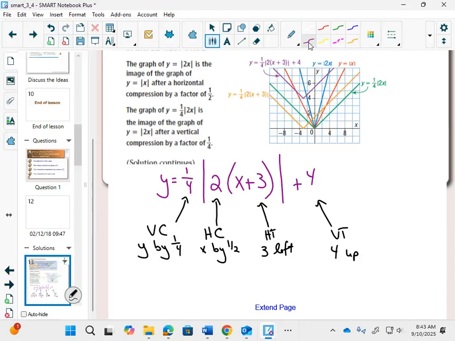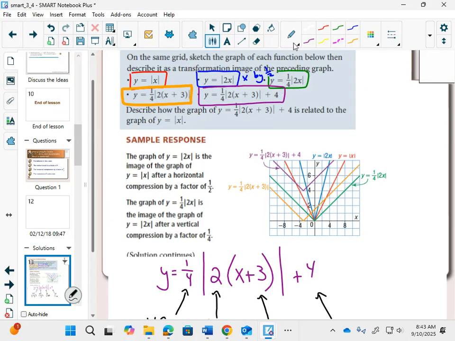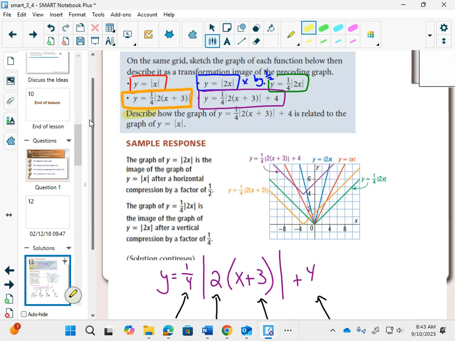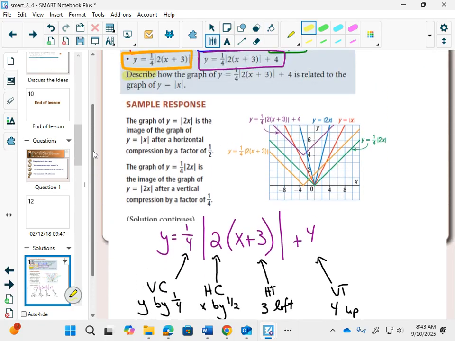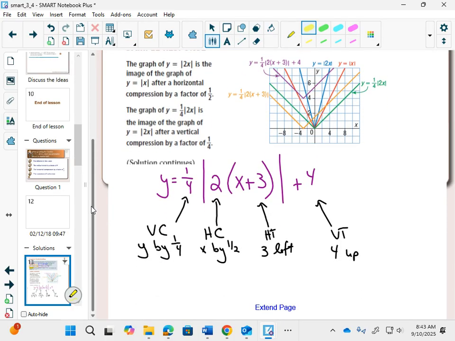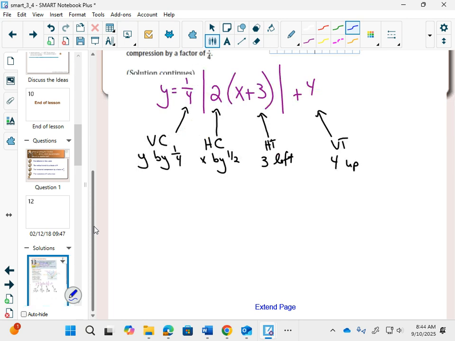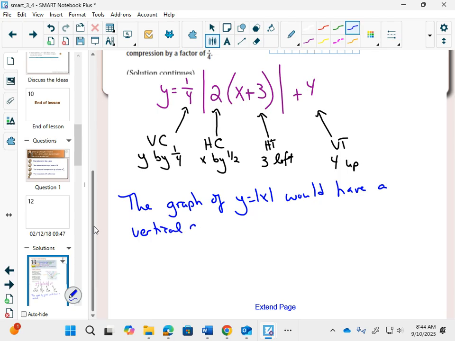But at the end of this question, they did have the word describe again. So this would be quite the thing to describe. Describe how the graph is related to the graph of the original graph. So you would have to write out in words, there we go, everything that we see. The graph of y equals the absolute value of x would have a vertical compression. This is going to be annoying to write up.